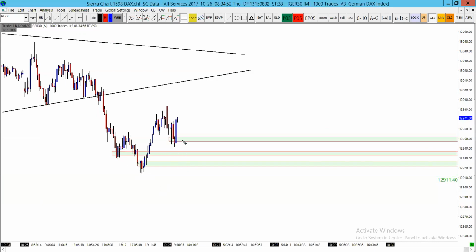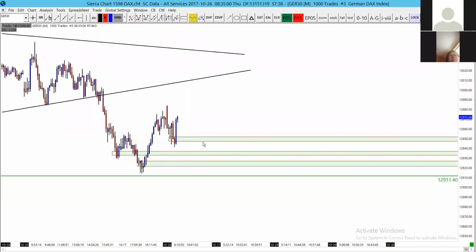Even a test of that area, because that was a point of this current move that's happening as we're watching it. So a test of one of those areas could also be interesting. Alternatively, something like an S2 would be interesting as well.